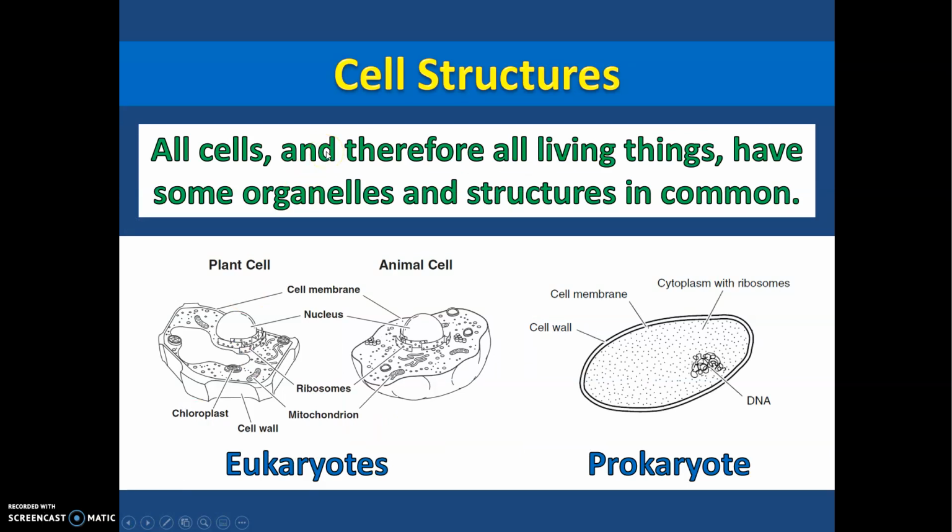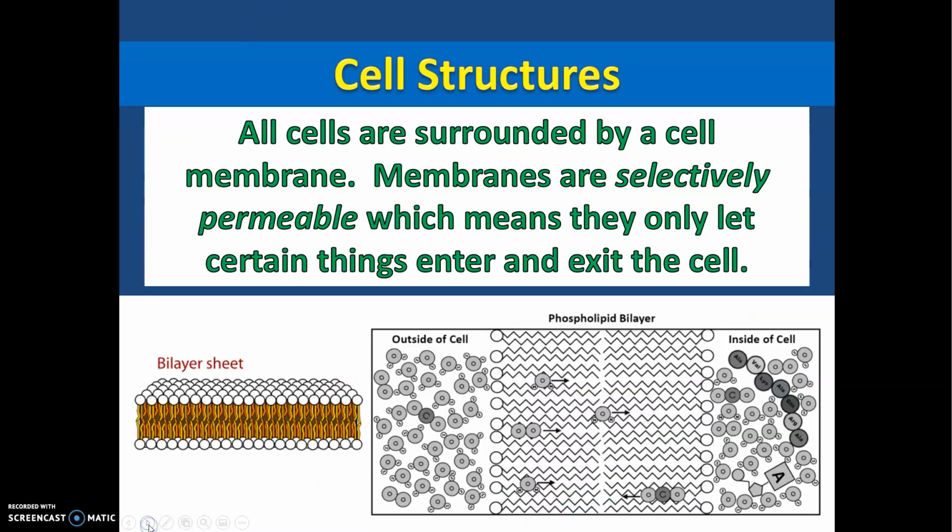So let's discuss cell structures. In order for a cell to be a cell, it needs a couple of things, whether it's prokaryotic or eukaryotic. And all cells and therefore living things have some organelles and structures in common. So let's discuss them. So all cells will be surrounded by a cell membrane, and these membranes are selectively permeable, which means they only let certain things enter and exit the cell.